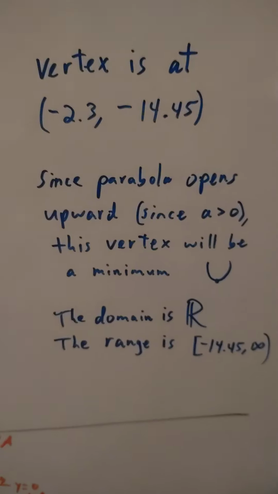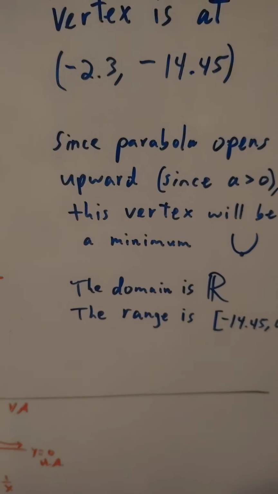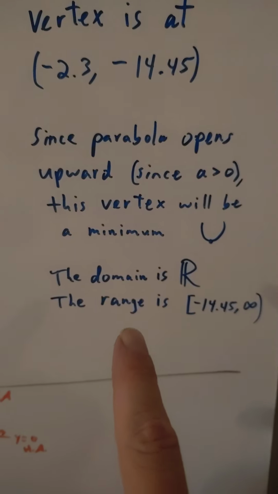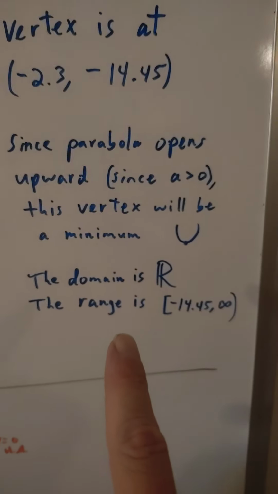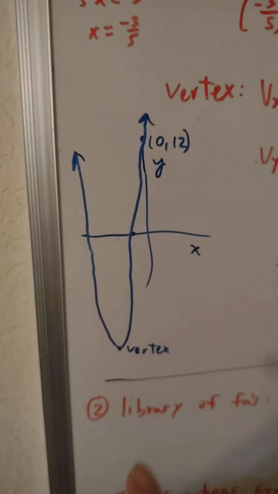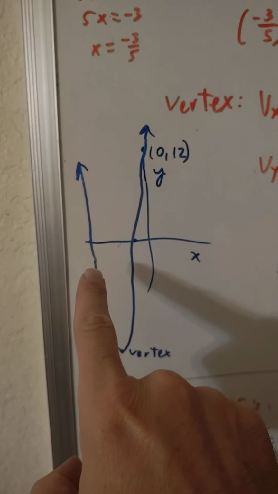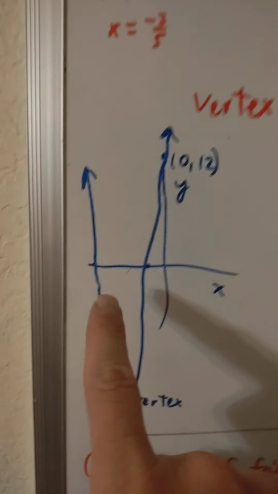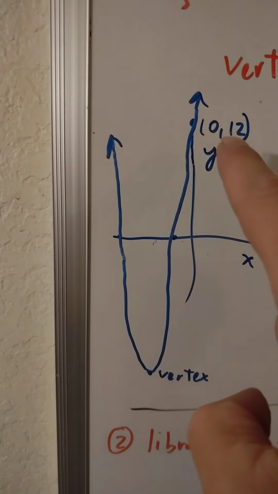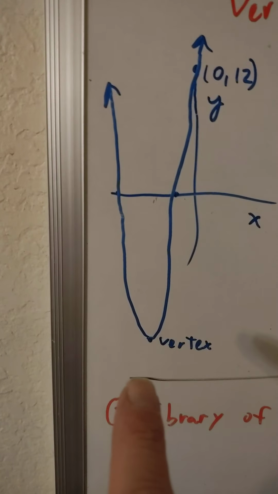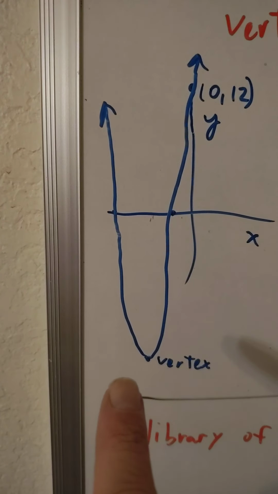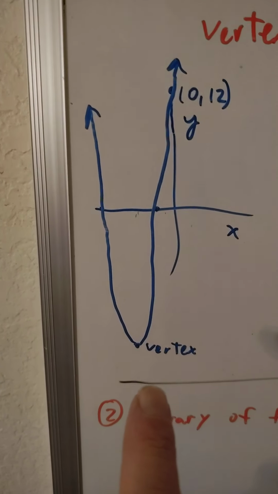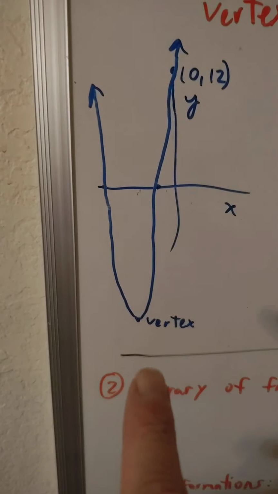Okay, what's the domain of this parabola going to be? The domain of all parabolas is all real numbers. What's the range? Range is always a little tougher. You have to look at the graph. And I did draw a rough sketch of the graph. These were our two x-intercepts, right? Remember the intercepts, negative 3.5 and negative 4.0. And the y-intercept, we had 0, 12. The vertex, we had as negative 2.3, negative 14.45. So that's a good rough sketch of the parabola.